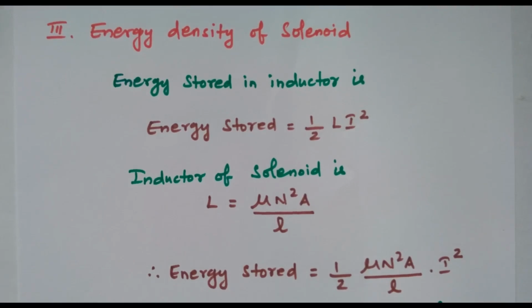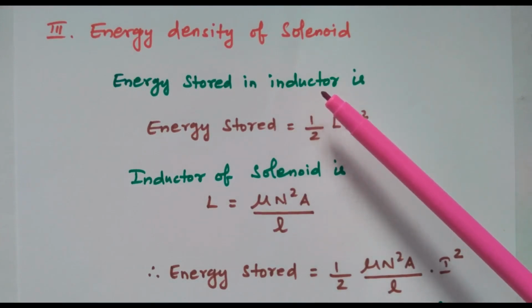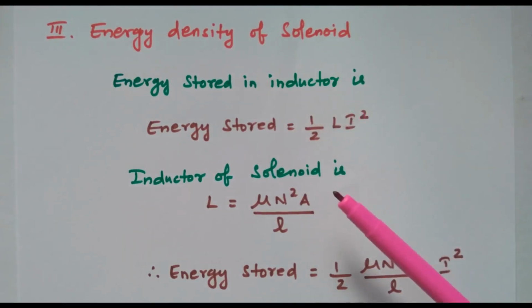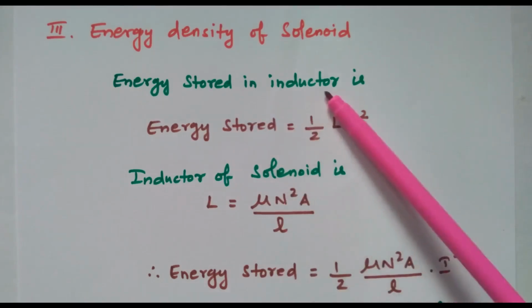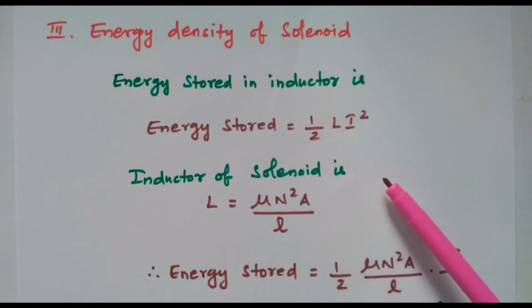So the energy density of the solenoid, right? And this energy density is nothing but energy stored per unit volume. So first we will refer to the energy stored in the inductor. Energy stored equals half L I square. In that, what is the inductor value?